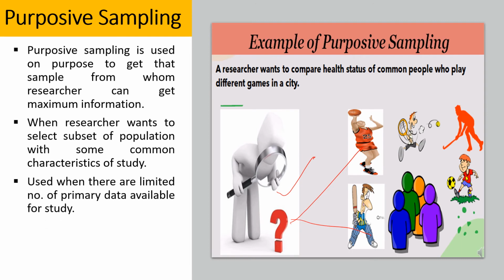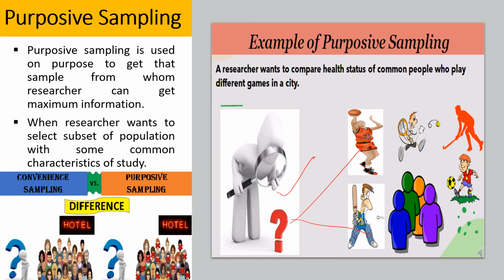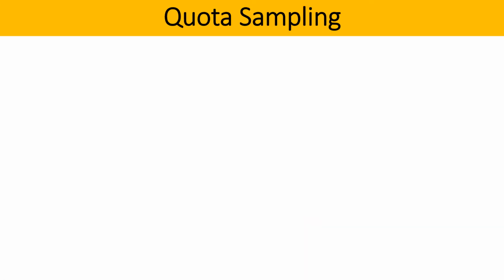Purposive sampling is used on purpose to get the sample from whom the researcher can get maximum information. It is used when the researcher wants to select a subset of the population with some common characteristics of the study. It is also used when there is a limited amount of primary data available for the study. Researchers or students many times get confused between convenience sampling and purposive sampling. For that, you can check my video on the difference between convenience sampling and purposive sampling. Next non-probability sampling method is quota sampling.